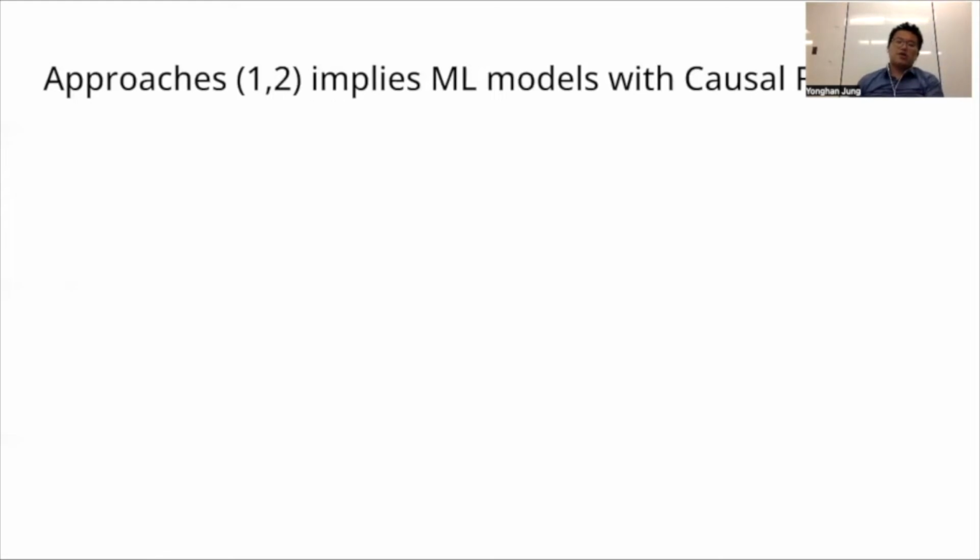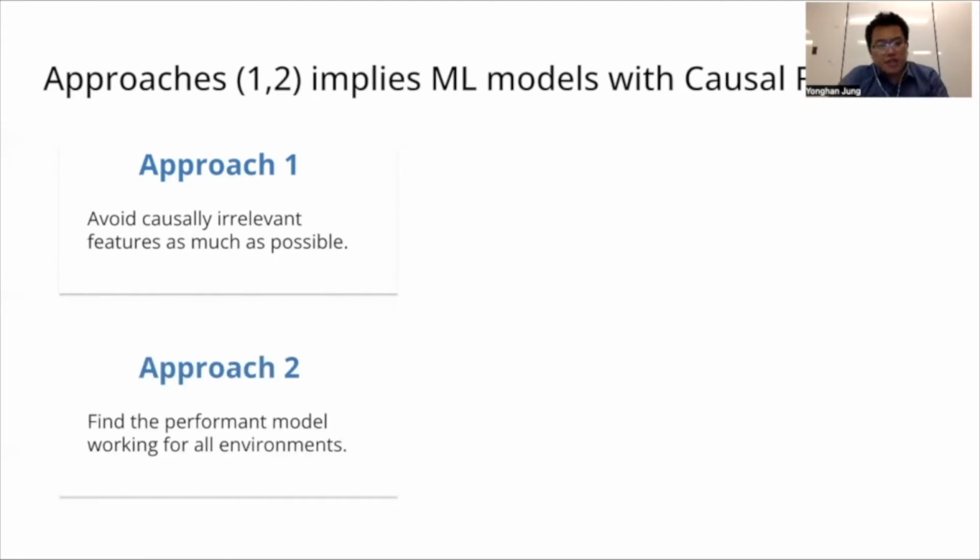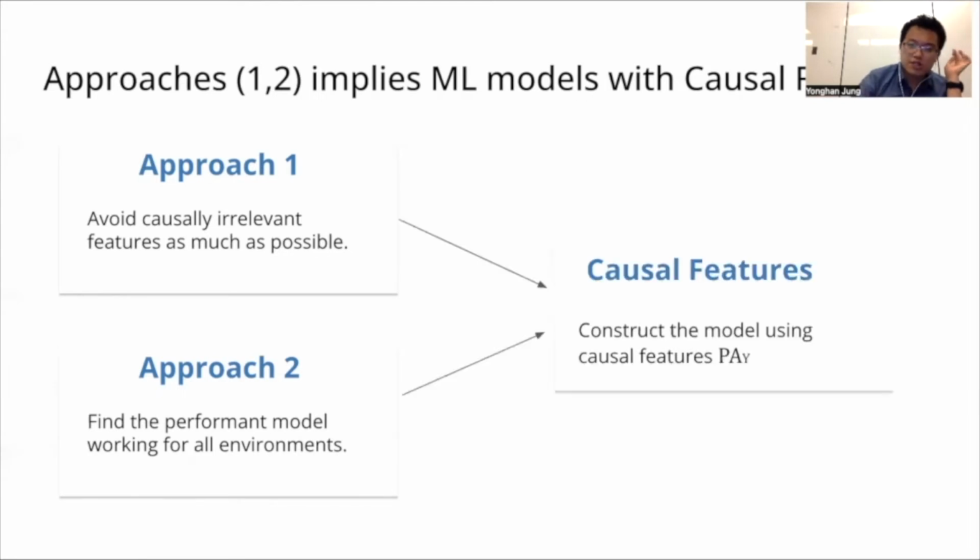So here is an intermediate summary. We covered approach 1, which states that we have to avoid causally irrelevant features as much as possible. And the second approach is that we have to find the performant model working for all environments. And we showed that these two approaches are reduced to finding the causal features and making the machine learning model with these causal features.